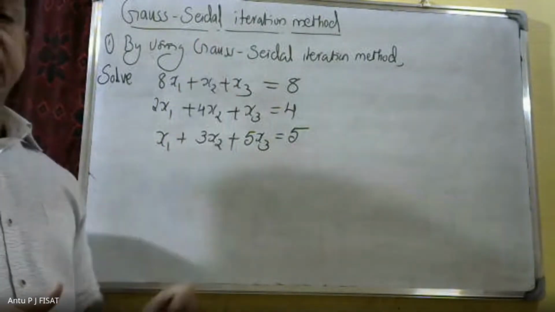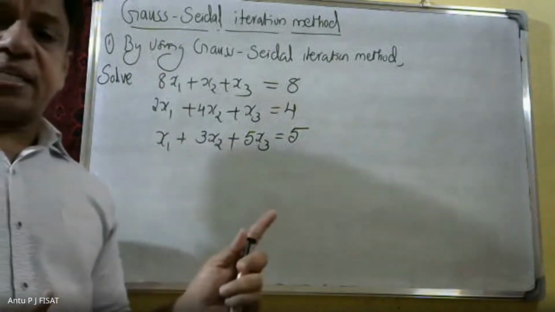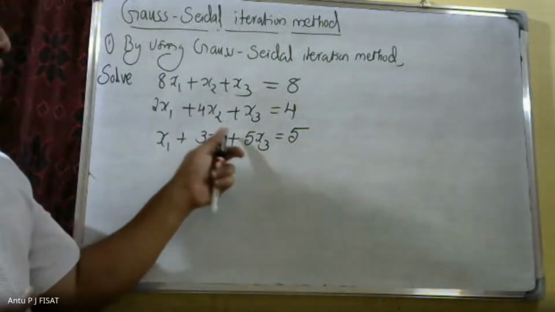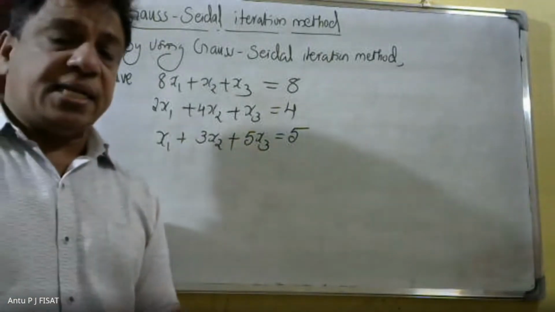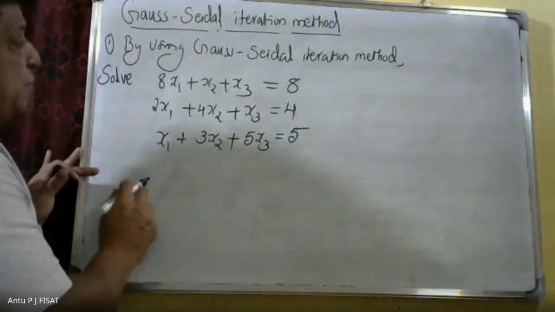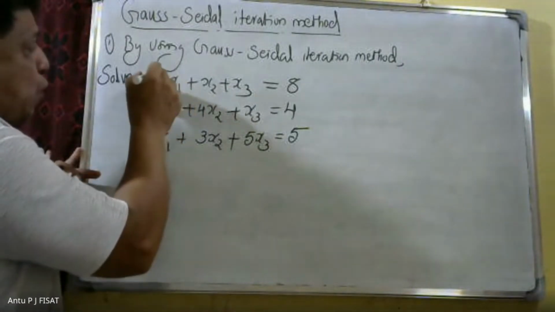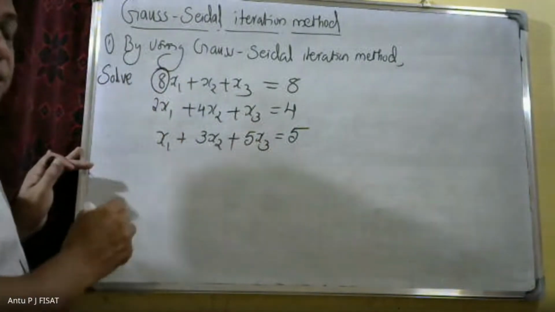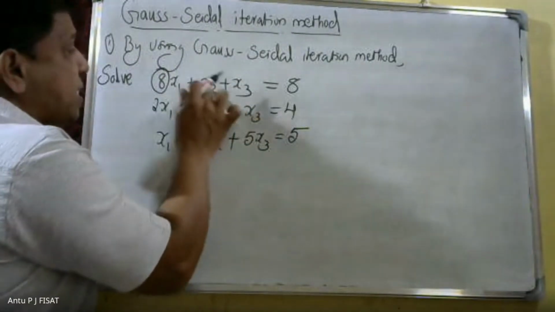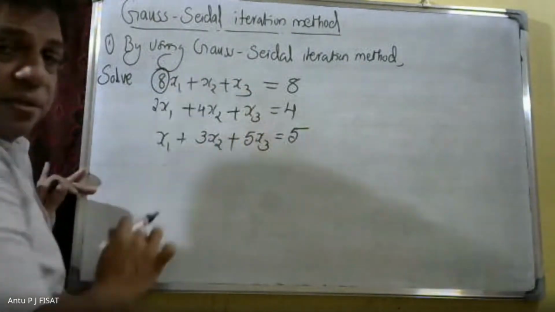When we use this method, first we check that the diagonal coefficients are dominant. That is, when we take the first equation, we check the coefficient of x1. Here, the coefficient of x1 is 8. When we compare it with the other coefficients, it is larger than those of x2 and x3.